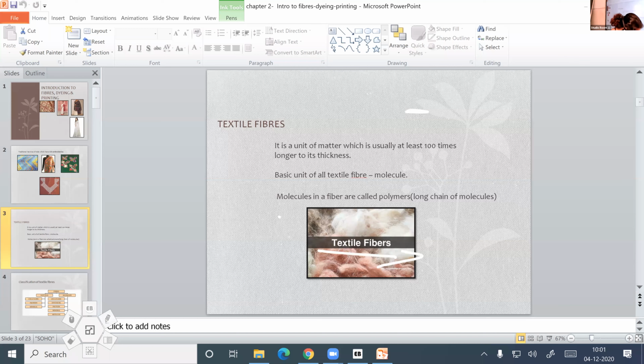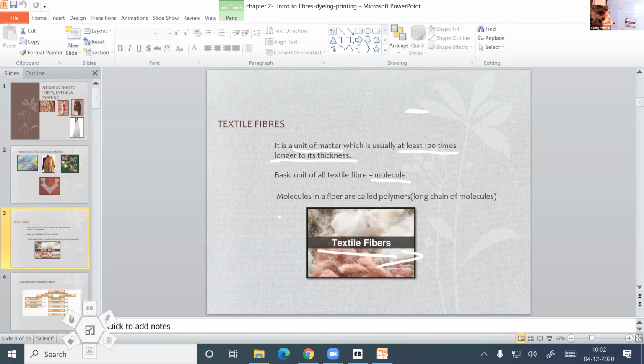And the basic unit of textile fibers like cotton, wool, and silk, which are natural textile fibers, is a molecule. A molecule is a group of atoms bonded together. So a textile fiber is a unit of matter which is usually at least 100 times longer than its thickness. That is a textile fiber. And the basic unit of textile fiber is a molecule.